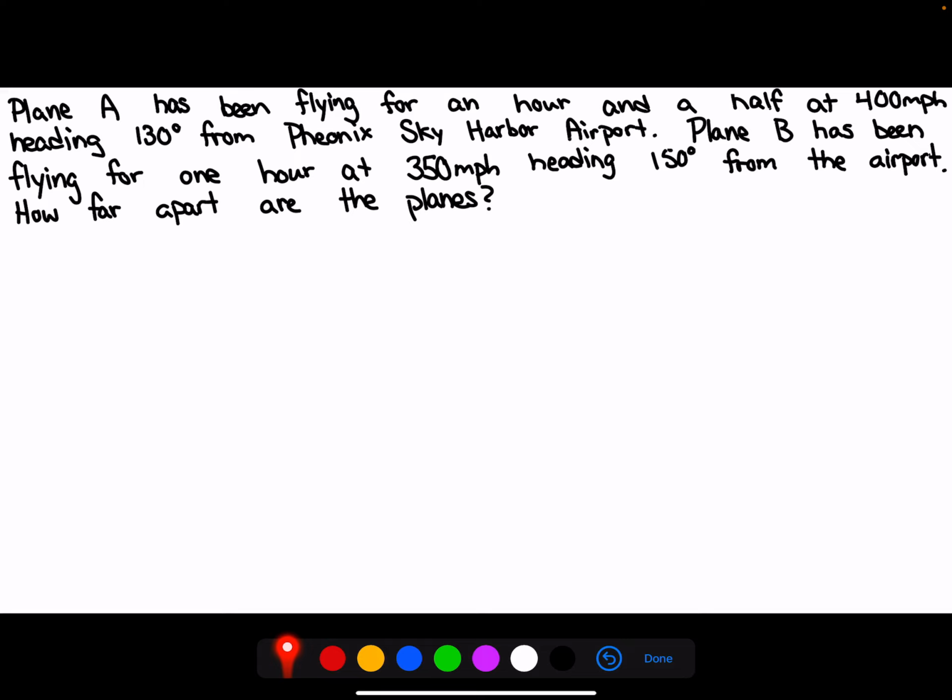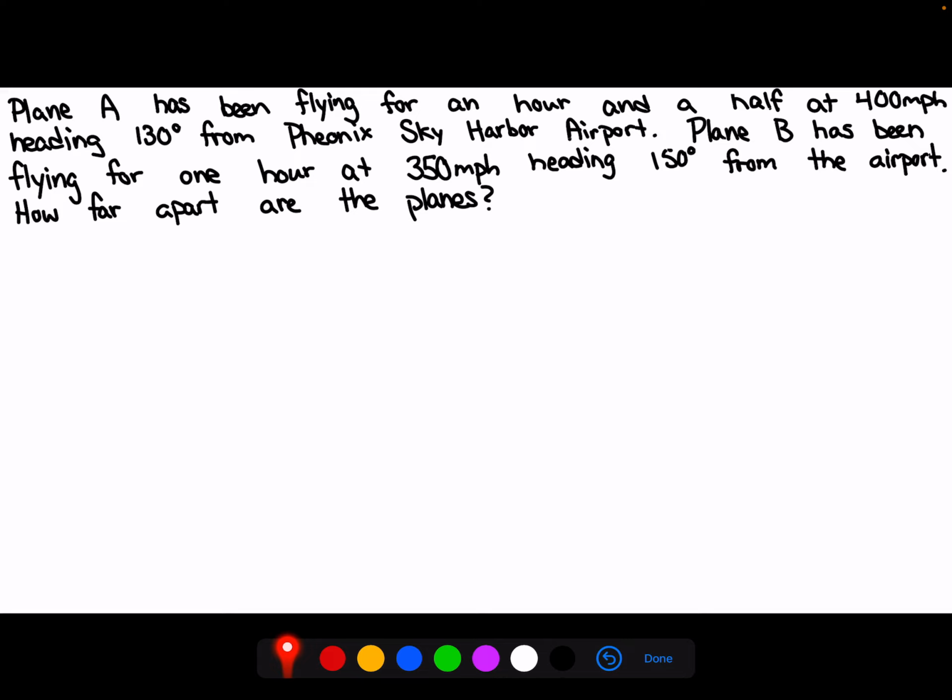Next up, plane A has been flying for an hour and a half at 400 miles per hour, heading 130 degrees from Phoenix Sky Harbor Airport. Plane B has been flying for 1 hour at 350 miles per hour, heading 150 degrees from the airport. How far apart are the planes? So first thing I'm going to do is find out how far they've traveled.